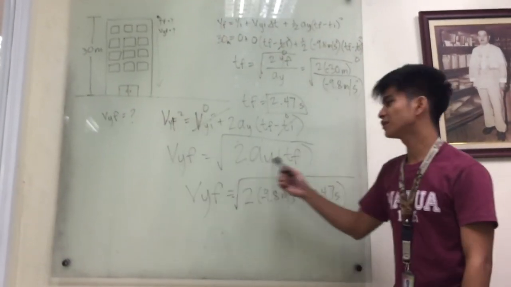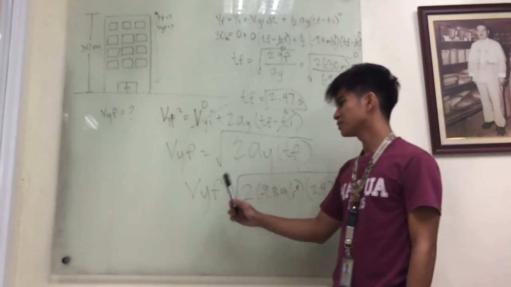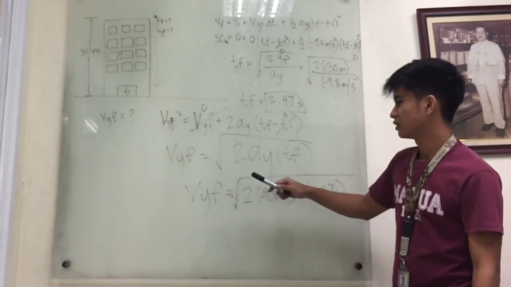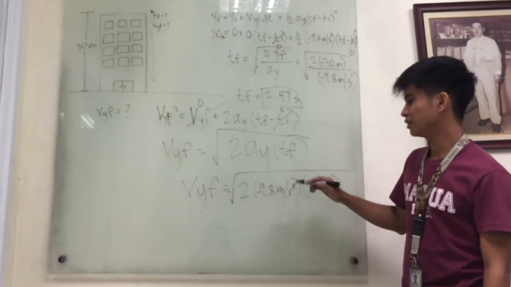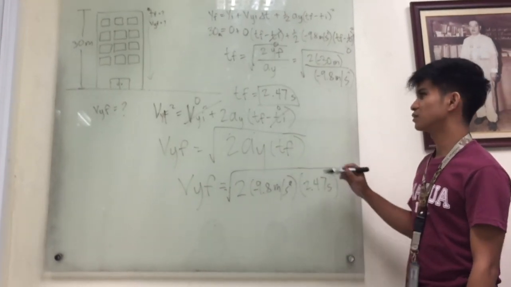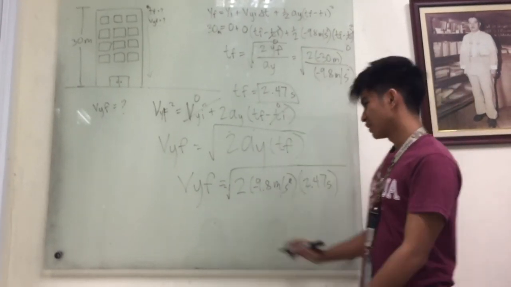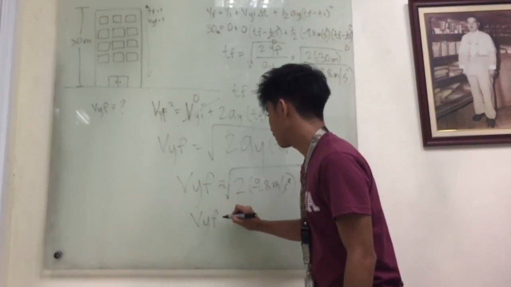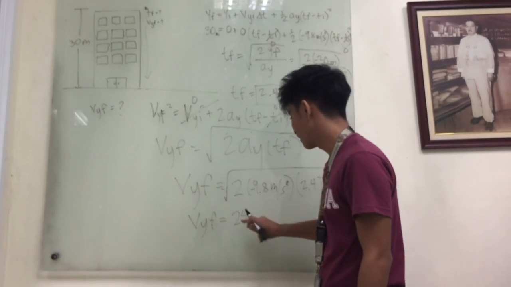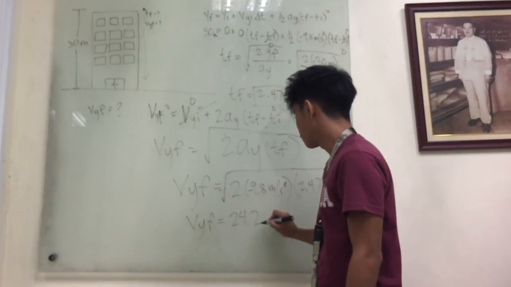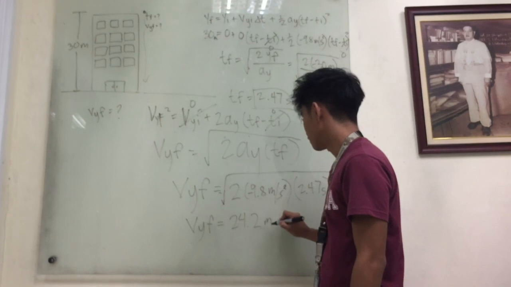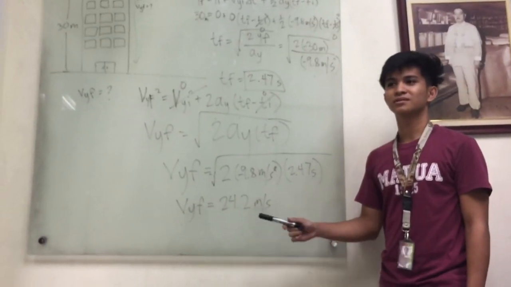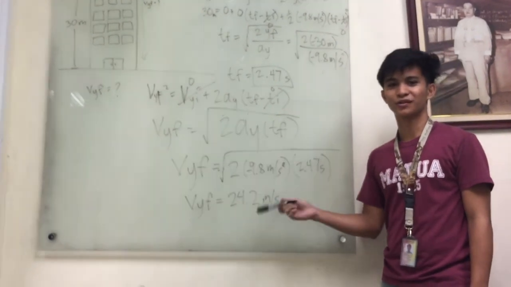And from this final derived equation, we can substitute the values and get the final velocity equal to negative square root of 2 multiplied by negative 9.8 meters per second squared, multiplied by 2.47 seconds, which is our final time. And with this, we can get our answer, which is 24.2 meters per second. That's the speed of the stone at impact on the ground.